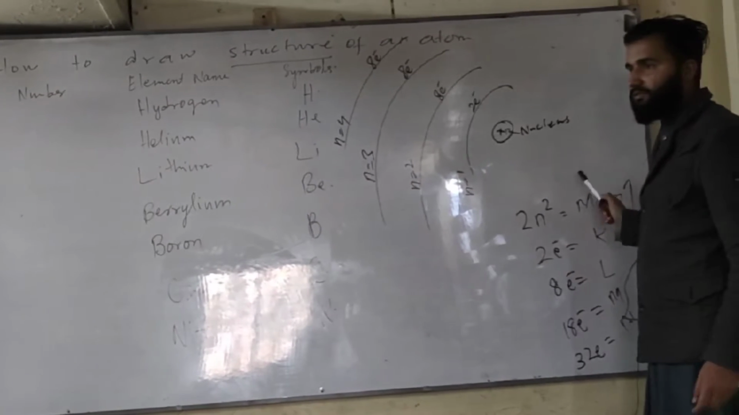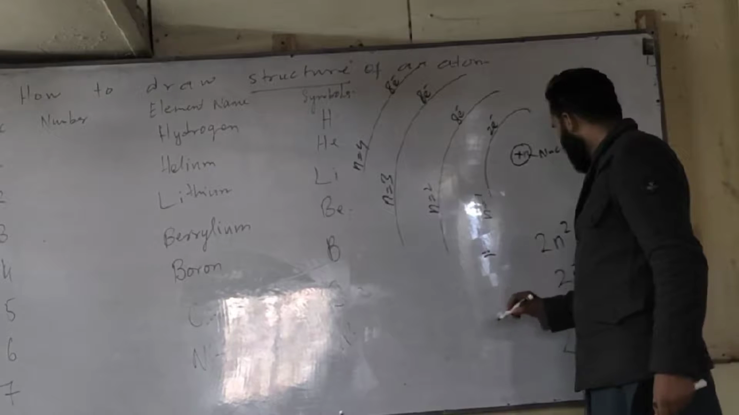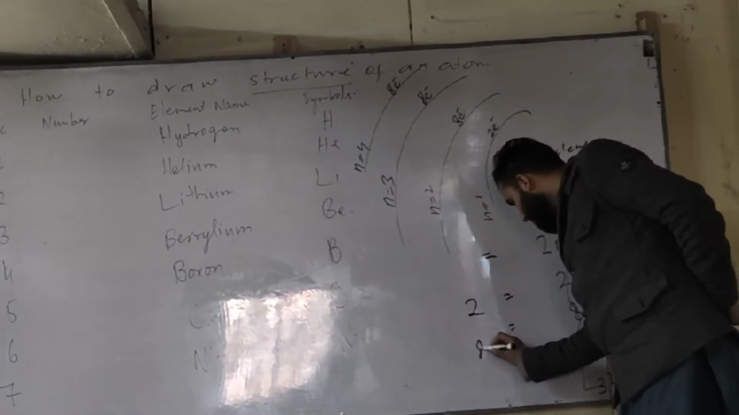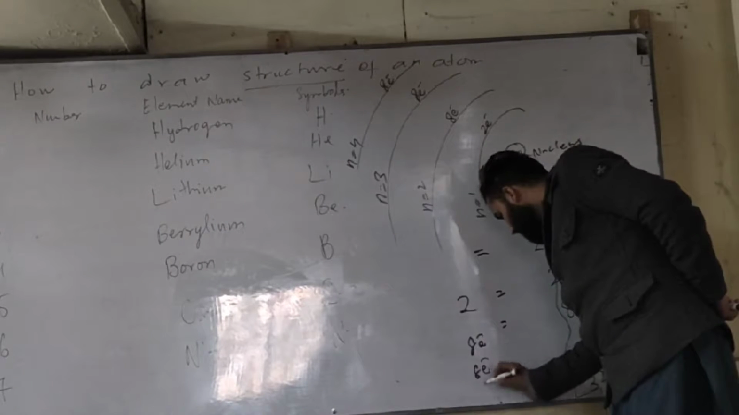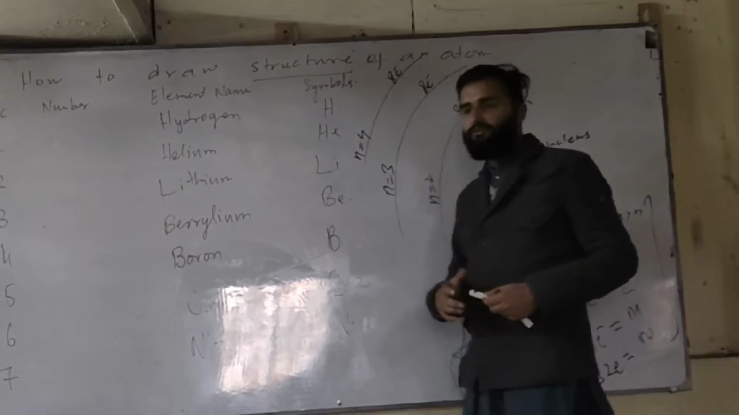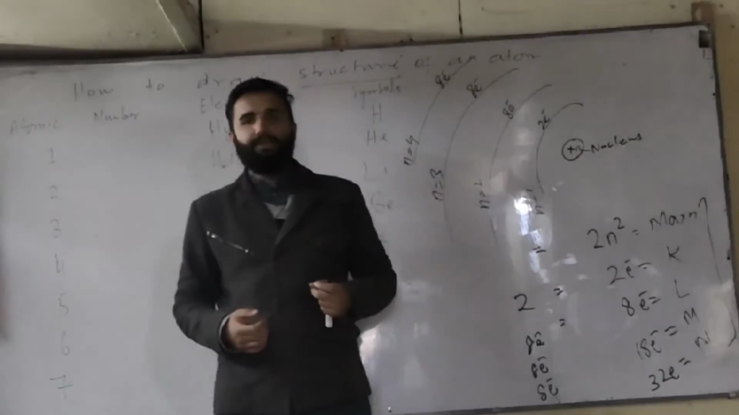So what is the electronic configuration that is valid for elements less than 20? In the first shell 2, in the second shell 8 electrons, in the third shell 8 electrons, and in the fourth shell 8 electrons. So this is called 2, 8, 8. You can memorize it like 2, 8, 8.